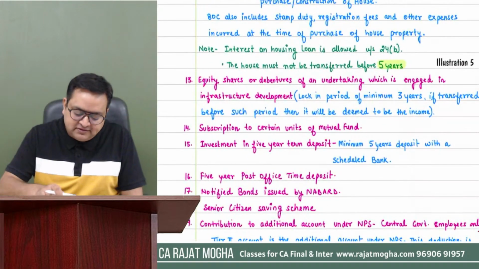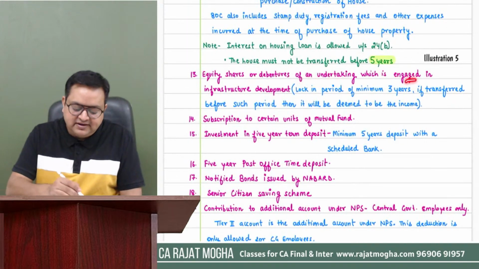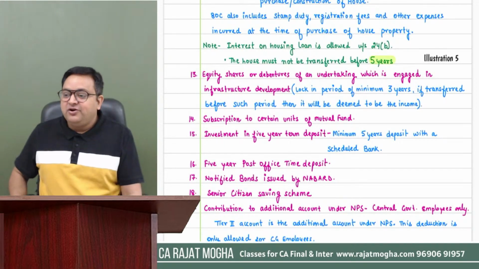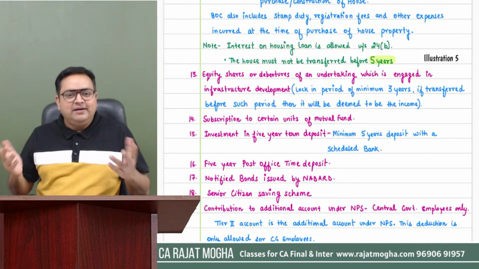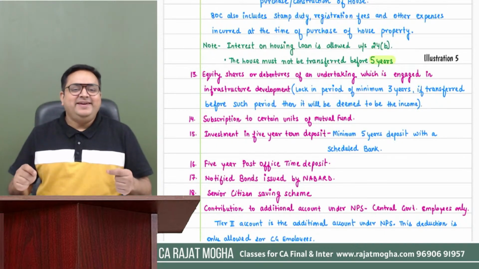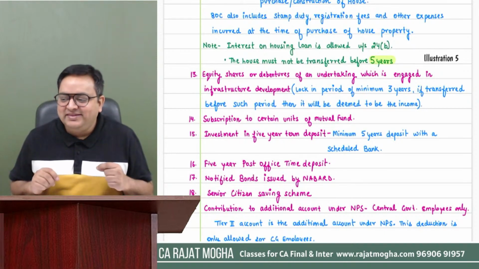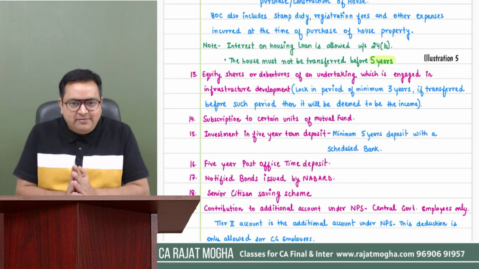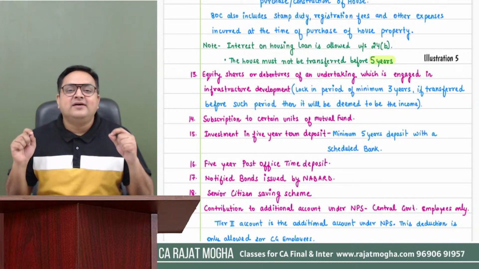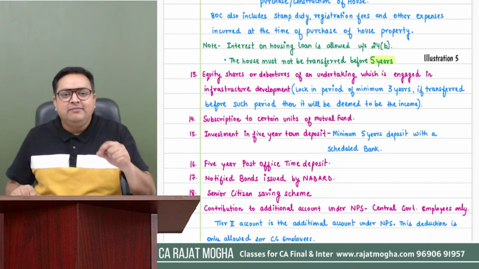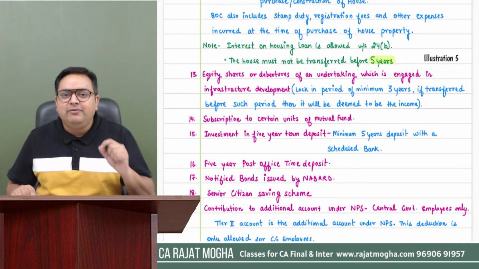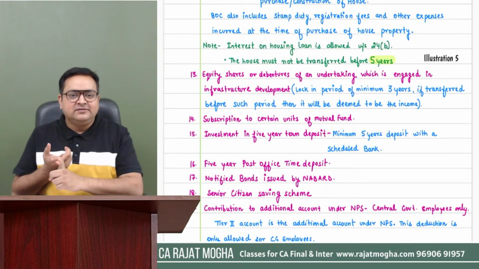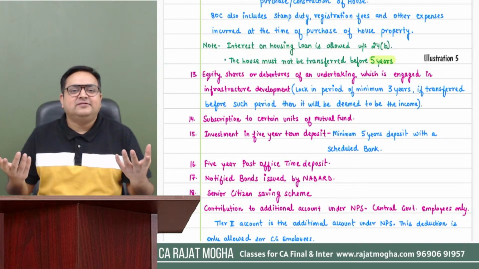Okay. The 13th point is equity shares or debentures of an undertaking which is engaged in infrastructure development. Here, can you purchase equity shares or debentures of any company? Although we can purchase of any company, the 80C deduction is available only when you have purchased equity shares or debentures of an infrastructure company, and the minimum lock-in period is 3 years, right?